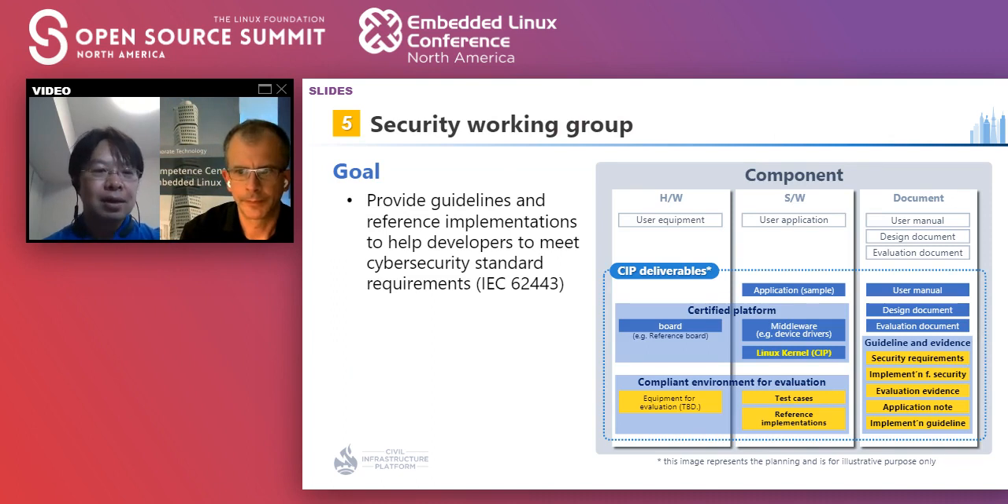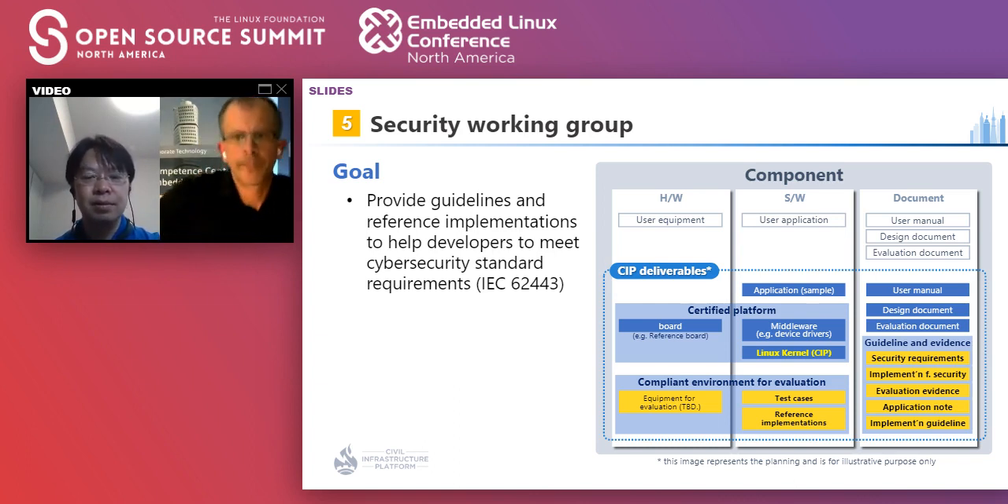And this one is the security working group. Security is one of the most important topics nowadays because in IoT and industrial IoT devices, many devices are connected to the network to provide their functionalities, which also means that those devices face security risks. So in the security working group, at the beginning, we try to provide guidelines and different implementations to ensure the security standard requirements. Currently, we're focusing on the IEC 62443 industrial standard.